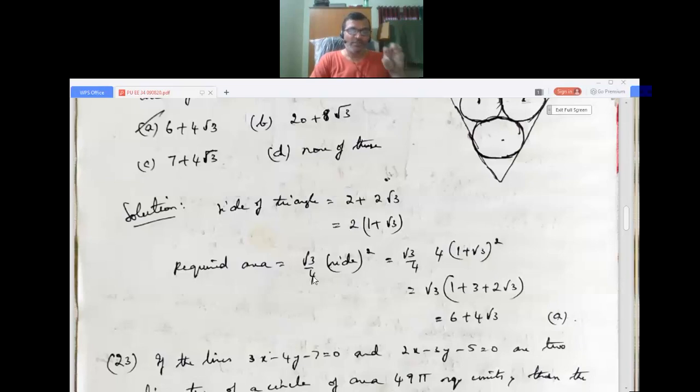The required area, because it's an equilateral triangle, there is a common formula for area. Otherwise also you can find it, but there is a common formula. If you remember, it is better in competitive exams. So root 3 by 4 into a squared, where a is the side: 4 into (1 plus root 3) whole squared. So expand it, a squared plus b squared plus 2ab, multiply and simplify, and we get 6 plus 4 root 3. That is option A. I hope you have got the idea behind this. Any doubt, please ask me. I am ready to explain it.